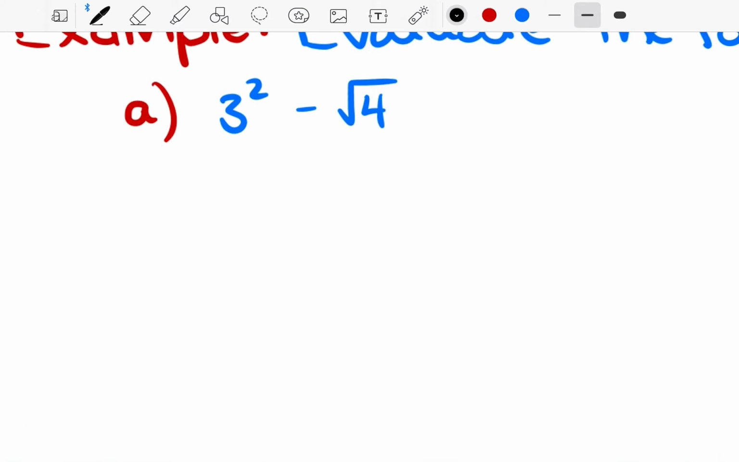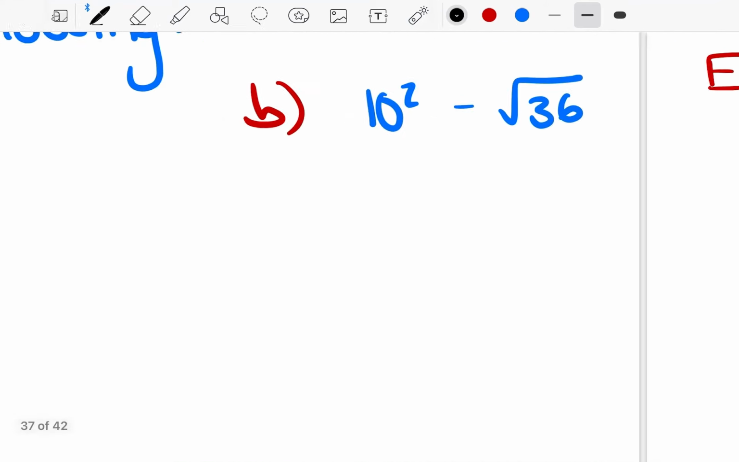So if we look at our first one, we've got 3 squared take away square root of 4. So 3 squared just means 3 times 3, and then we're taking away square root of 4. 3 times 3 is 9, and the square root of 4 is 2, so 9 take away 2 is 7. So the best way to approach these is work out what the individual parts are, then perform any additional subtraction.